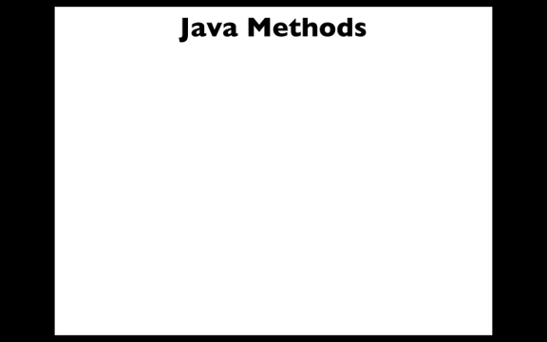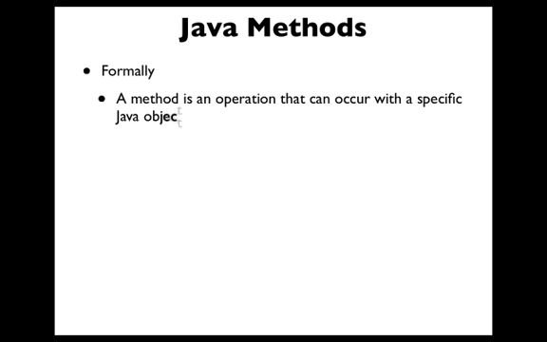So what is a Java method? Formally, a method is an operation that can occur with a specific Java object. When we create classes, a method is one of the types of members of a class. The other type is a field which will hold the object's state. We will talk more about that in our next review session.